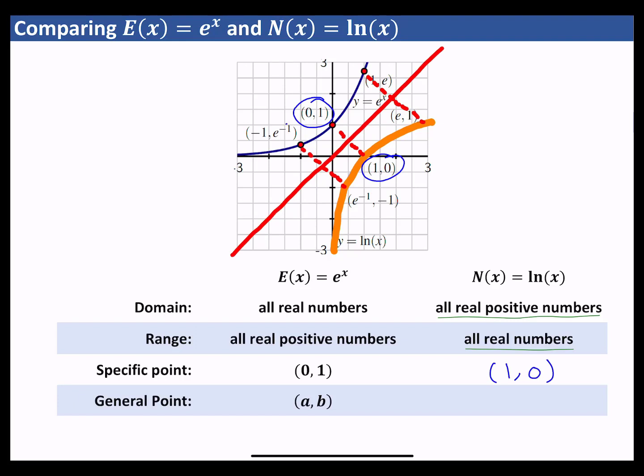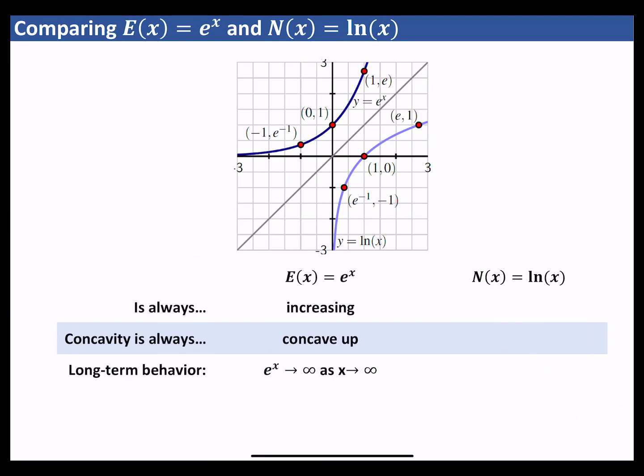Indeed, for any point (a, b) that lies on the graph of e(x) = e^x, it follows that the point (b, a) lies on the graph of the inverse, ln(x) = the natural log of x. These observations all illustrate that inverse functions say the same thing, but from two different perspectives.